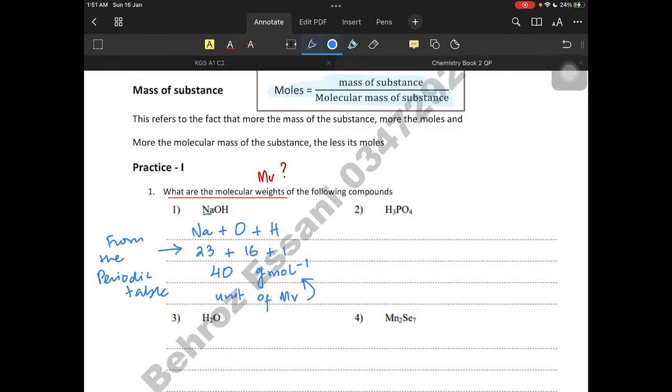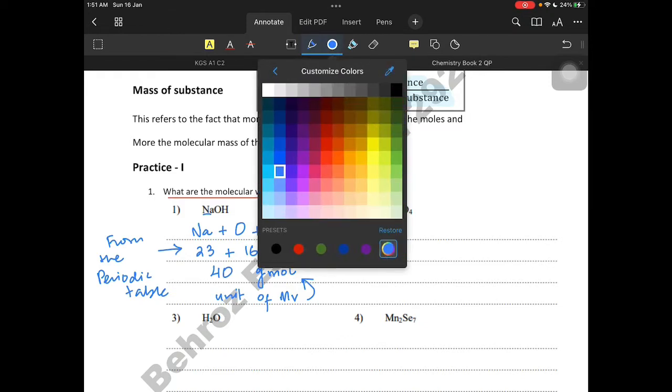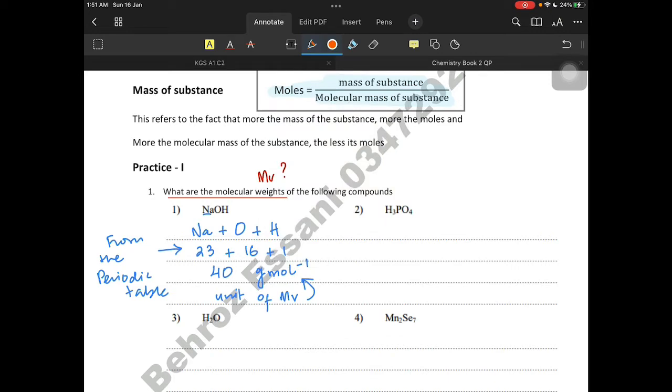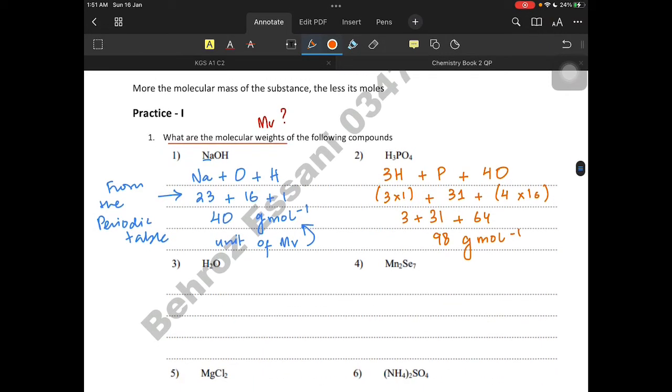Let's try this other question, which is phosphoric acid. Let's use some other color. It has 3 hydrogens, 1 phosphorus, and 4 oxygen atoms. 3 times 1, because each hydrogen is 1 gram by mass. Phosphorus has a mass of 31 units, and 4 oxygens have a mass of 4 times 16. We get 3 plus 31 plus 64. And when we add it, we get 98 grams per mole. So 1 mole of phosphoric acid has a mass of exactly 98 grams.